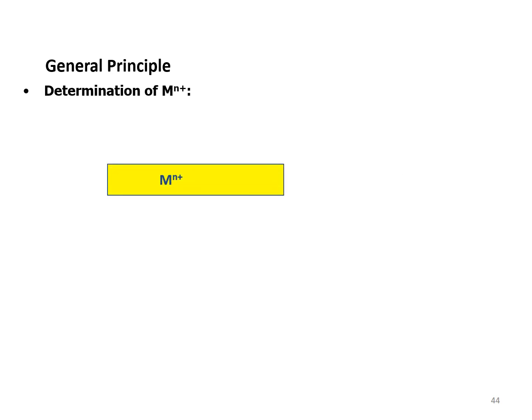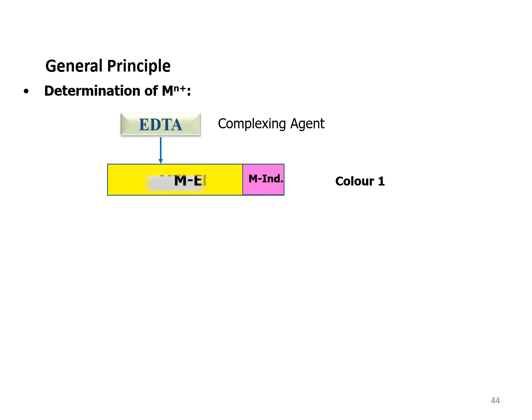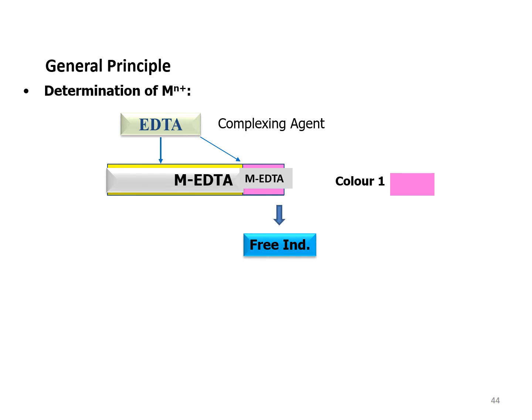General principle. For determination of a central metal ion, we add the indicator, forming a metal indicator complex, which in this case, for example, is purple in color. Then we titrate it with a complexing agent like the EDTA, which is also called a sequestering agent, if you can remember. It consumes the metal indicator and gives a free indicator which should have a different color than the metal indicator complex. In that case, for example, it's now blue.